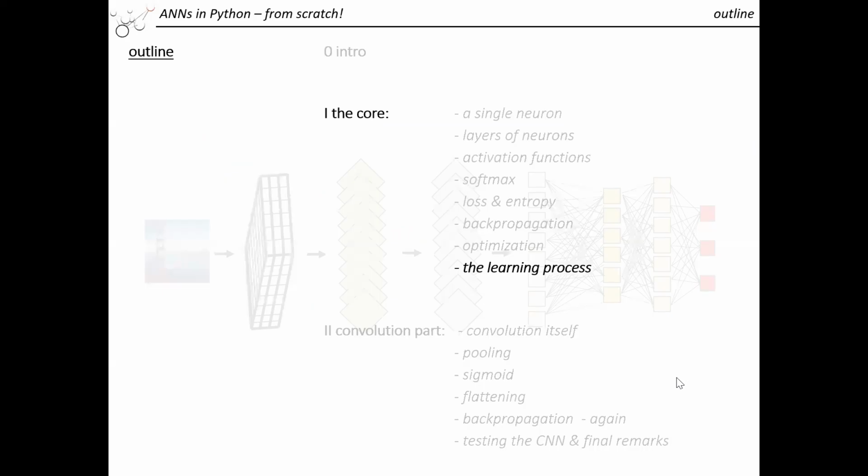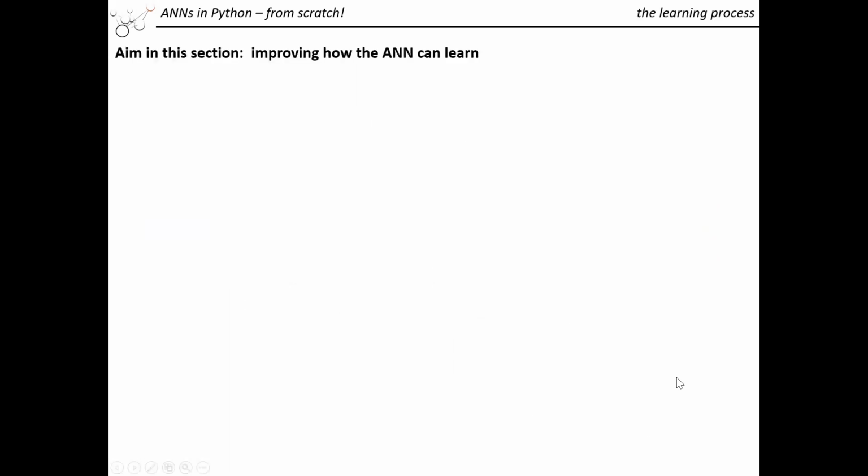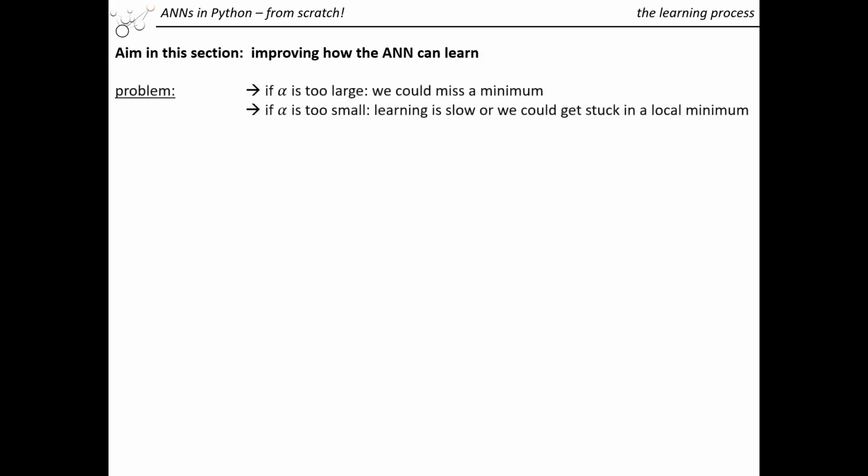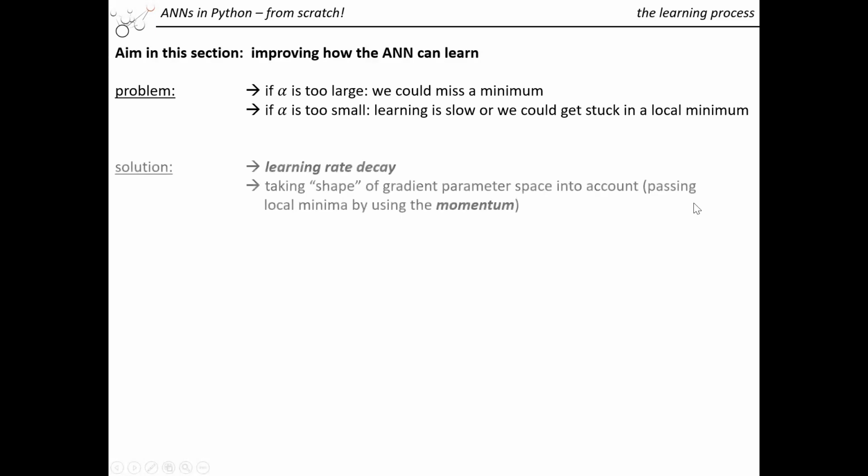So when we ran these simulations, we saw that we can improve the way the neural network learns by modifying at least one thing. And the main issue is the learning rate. So if it's too large, we might make lots of progress at the beginning, but then we could miss a minimum and it can even lead to oscillations. And we actually saw that. And if the learning rate is too small, the learning process is too slow, and we can get stuck in a local minimum. So we want to apply two improvements.